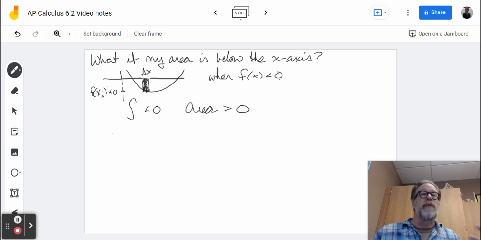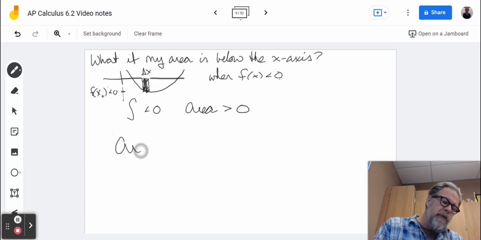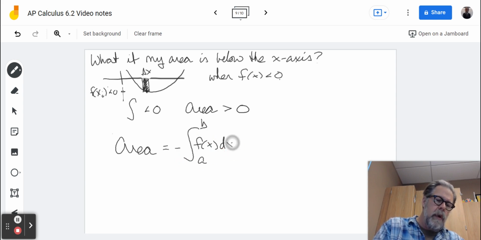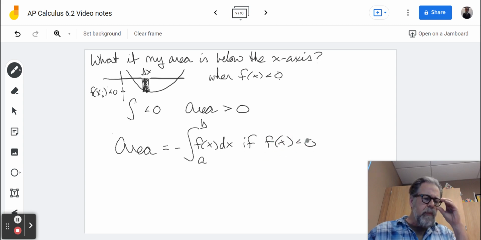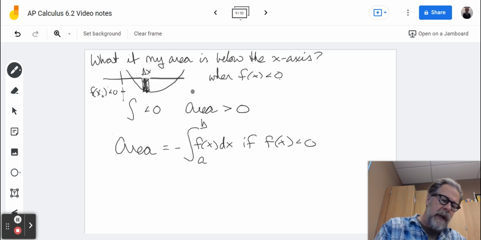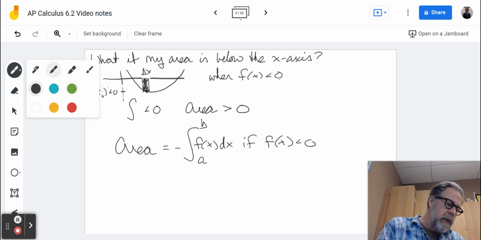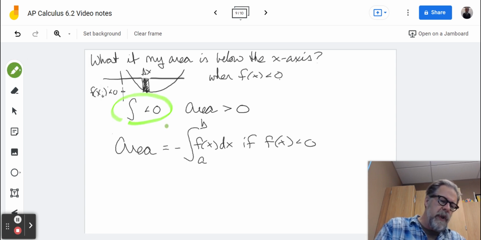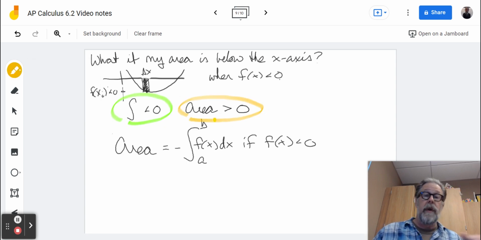So what we do, and it doesn't come up that much, but I just want you to be aware of it, is that if I want to find the area of a curve versus the integral, I have to take the negative of the integral if the function is less than 0. Remember, the integral will be negative, the integral is less than 0, but the area will be greater than 0. It won't come into play very often because usually we're not talking about area, we're talking about integrals.